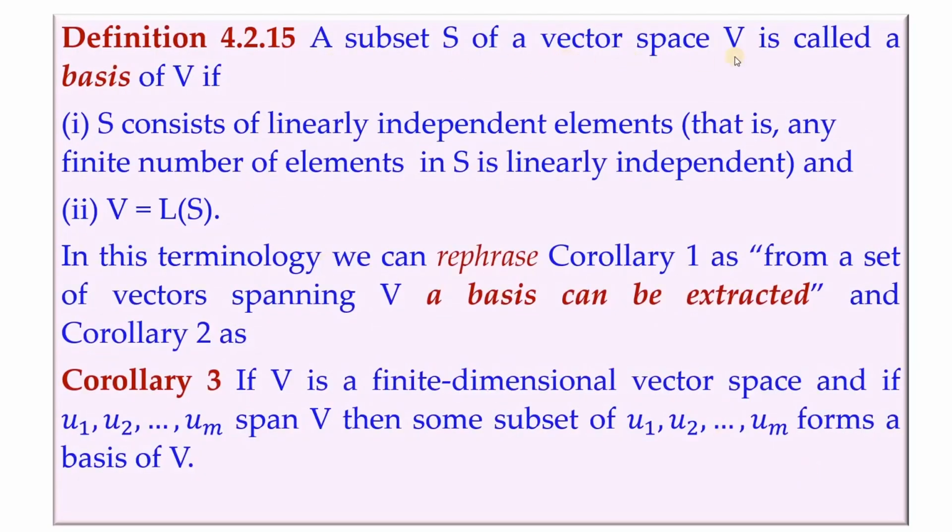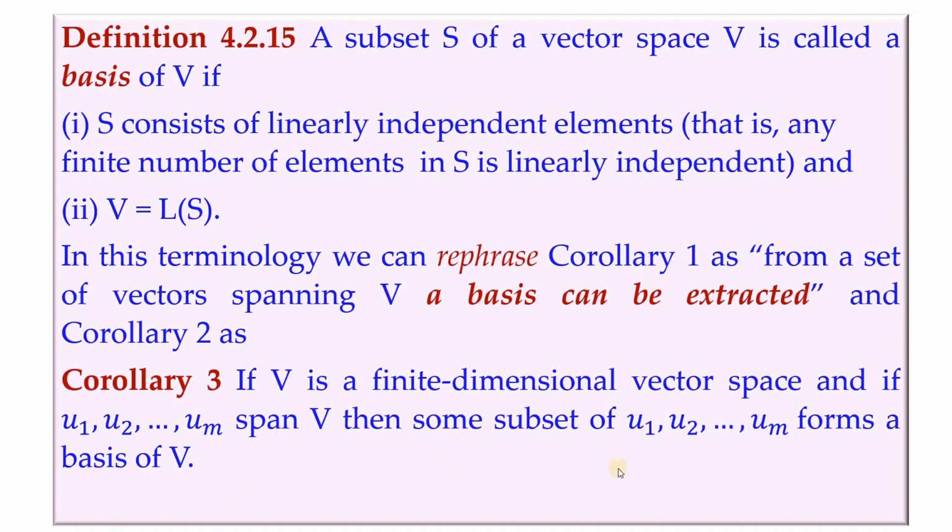Now a subset S of a vector space V is called a basis of V if S consists of linearly independent elements, that is, any finite number of elements in S is linearly independent, and V equals L of S, that is, S spans V and S is linearly independent. In this terminology, we can rephrase corollary 1 as: from a set of vectors spanning V, a basis can be extracted. Extraction means we can find a subset which will be a basis, because that will span and that is linearly independent. So by the definition of basis, it will be a basis. So corollary 1 says that we can extract a basis.